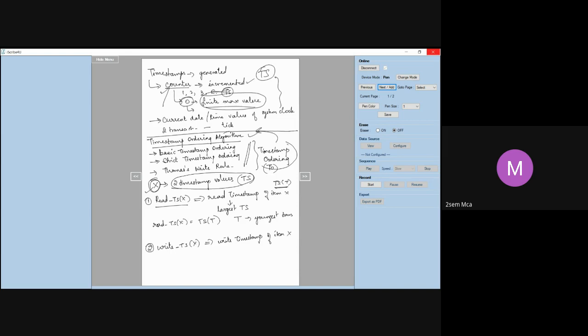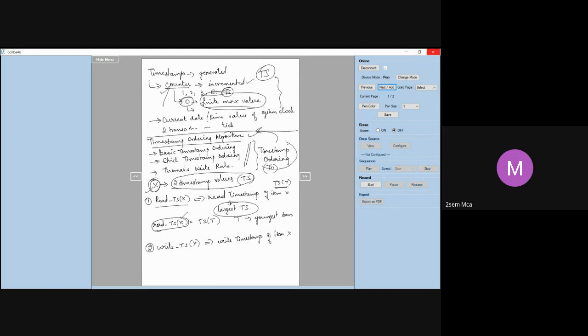When I say read timestamp, read TS of X is the largest timestamp among all the timestamps of transactions that have successfully read the item X. There may be many transactions which have read this item X, not only one, so there will be many timestamps, since every transaction has a timestamp. But what read TS of X indicates is the largest timestamp among all the transactions which successfully read X. We assume all the transactions are reading X successfully.